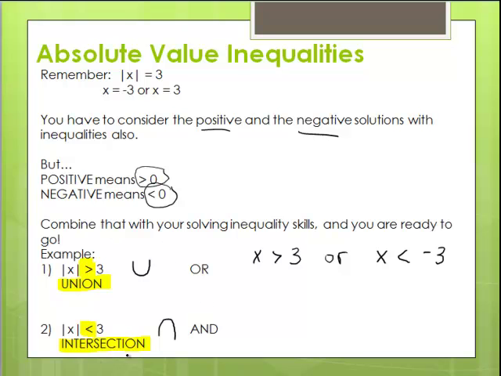So let's look at intersection. You write it down just like it is. x is less than 3. This is an intersection, so you use and. Then you write it down, flip the inequality, and make the right side negative. So x is greater than -3. So let's have a look at this and see how it actually works.